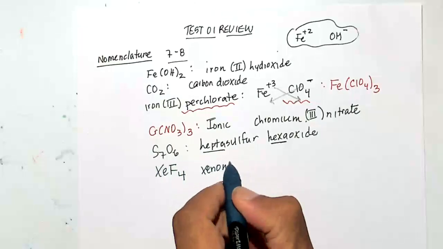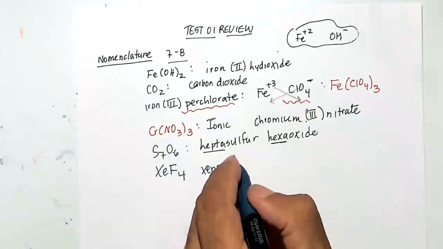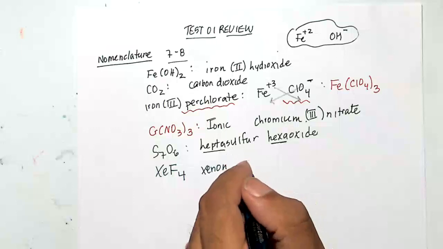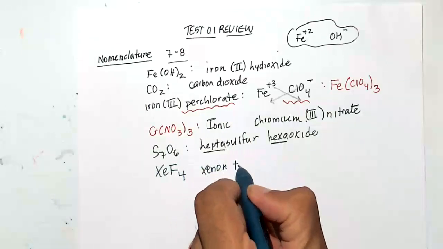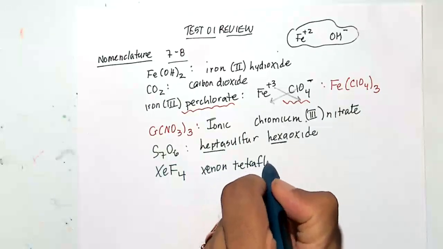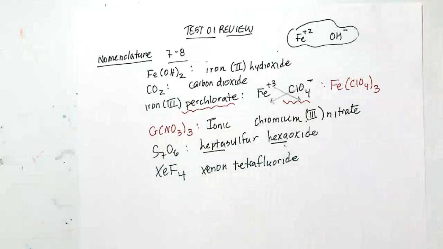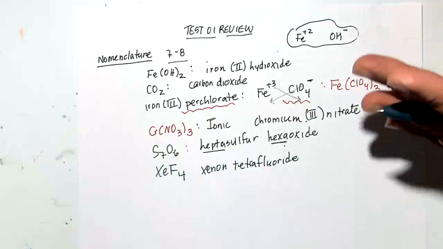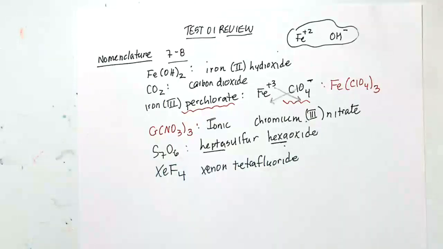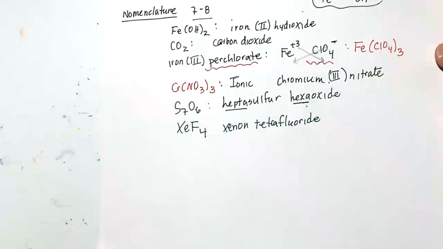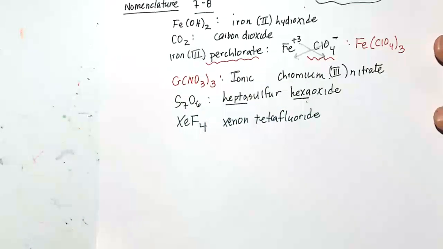Xe is xenon. And then what's next? Tetrafluoride. Very good. Okay, xenon tetrafluoride. Right, so like that, you just name them and state whether they're ionic or covalent. All right, any questions on this section of the test? Okay. All right, so like that, 7 or 8 of these.